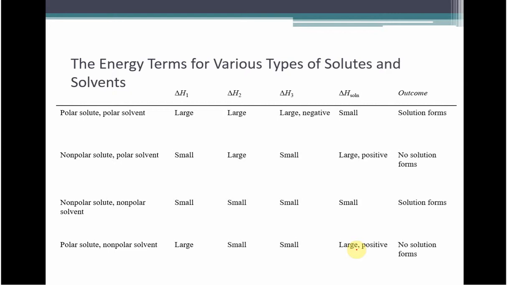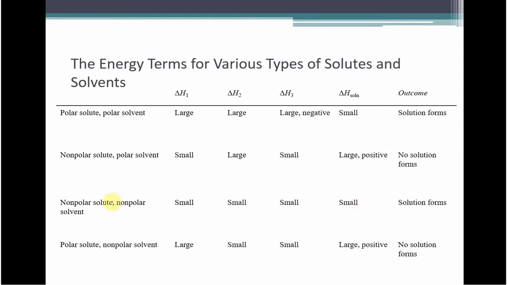Nonpolar solute, nonpolar solvent. This is all going to be London dispersion forces here. A little bit of energy to break apart the solute, a little bit of energy to break apart the solvent. You get a little bit of stabilization when you mix it up, so you get a small net increase in energy, or energy that comes out. You gain that energy, so you get a solution.